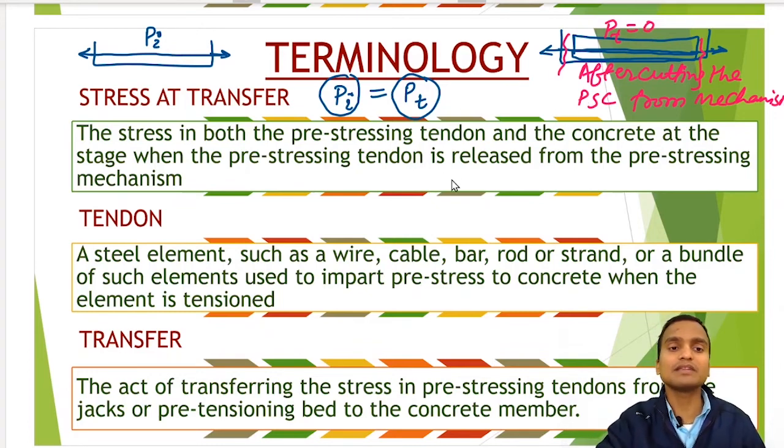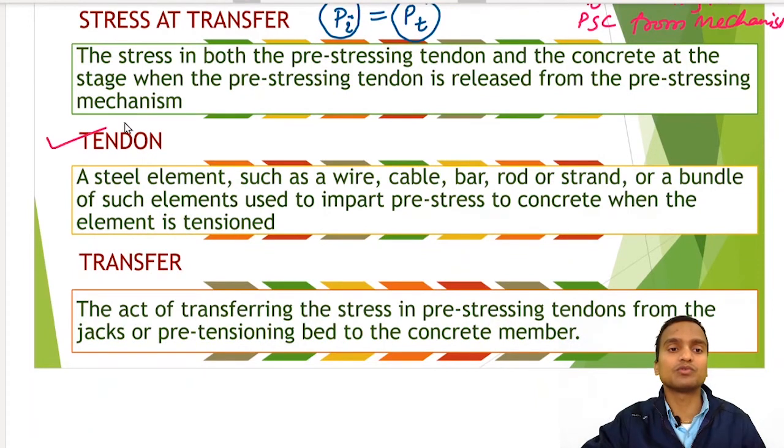Okay, next term is tendon, and I hope you know this. Tendon is a steel element. Tendon is made of steel and it can be wire, cable, bar, rod, strand, or even a bundle of such elements, a bundle of wires, cables, or bars, which are used to impart pre-stress to the concrete when the tendons are tensioned. So always remember this golden line: when we tension the tendon, the concrete automatically gets pre-stressed.